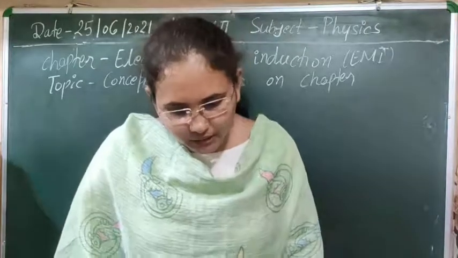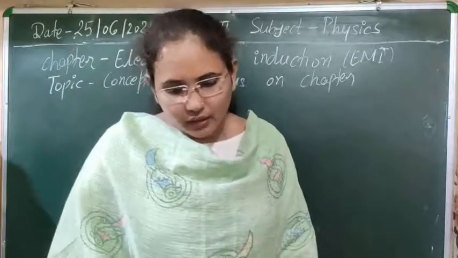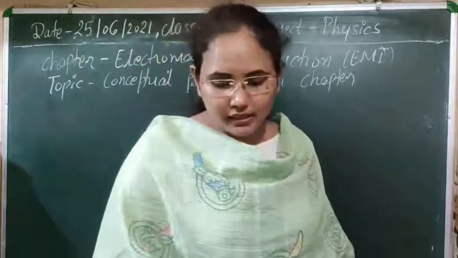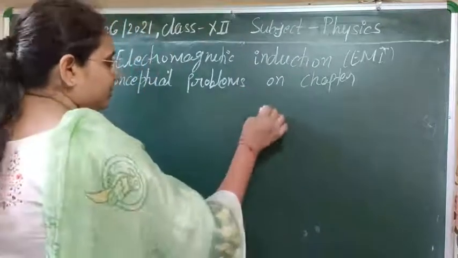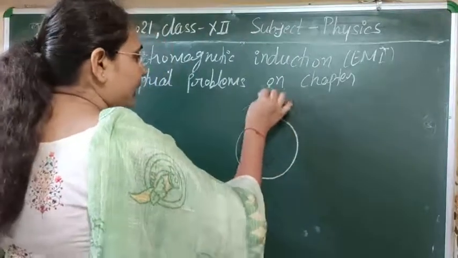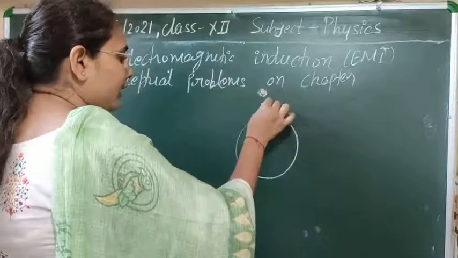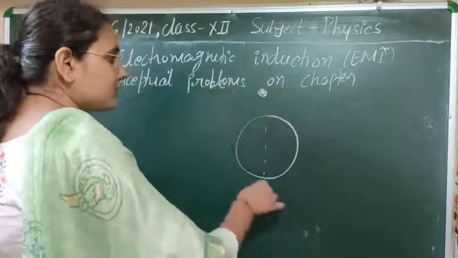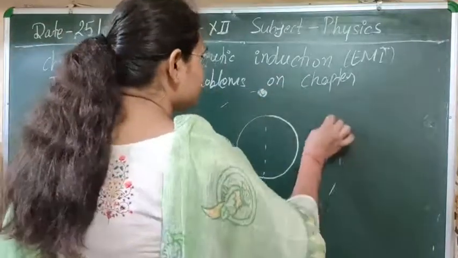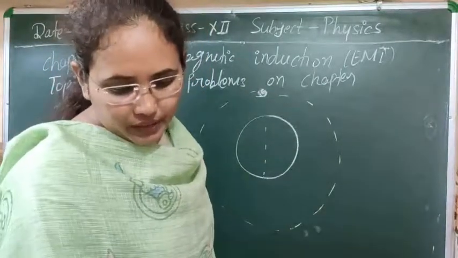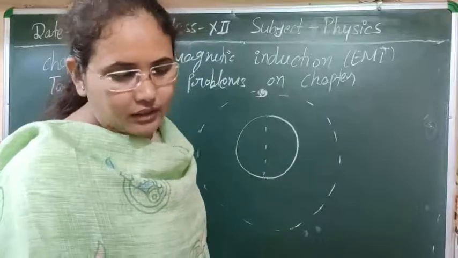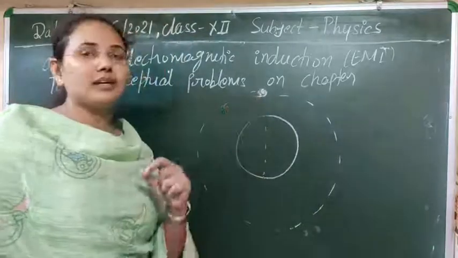So here, given that one artificial satellite is revolving around the earth, suppose this is our earth, and an artificial satellite is revolving along with its pole in this orbit. In some way it is just revolving here. So we have to predict whether the earth's magnetism induces some current or not.